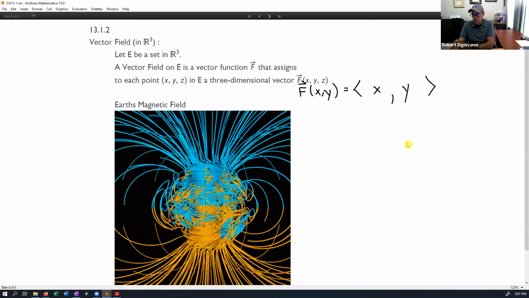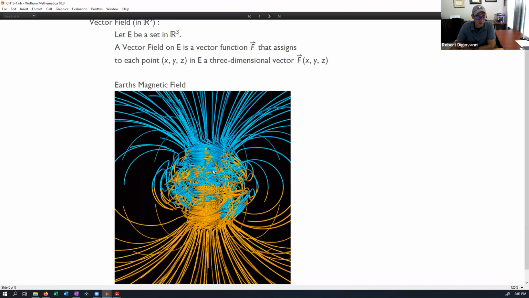Now, what about three-dimensional vector fields? This is a visualization of the magnetic field of the Earth. So now in a three-dimensional setting, for every point in three-dimensional space, you have a vector assigned to each point. If I pick some point here, there's some vector pointing in some direction. Pick another point, I've got another vector. Pick another point, I've got another vector. And they're everywhere. So the vector field is nowhere but everywhere at the same time.